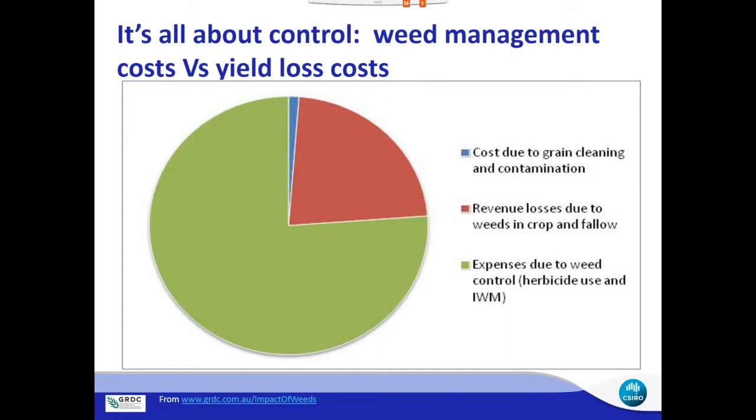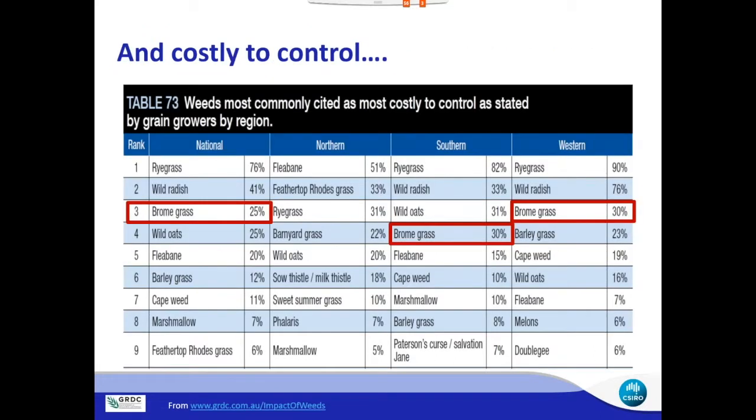So let's just look at some recent results on how farmers are ranking brome as a costly weed. And I guess this caught us by surprise. I mean, ryegrass is still way up there because of the high resistance element involving ryegrass management, herbicide resistance. But brome is number 3 nationally when you ask farmers what are the most difficult weeds to control. Obviously not so much in the northern region, but certainly the southern and even the western region, they're figuring very prominently in terms of farmers having difficulty managing this particular weed.